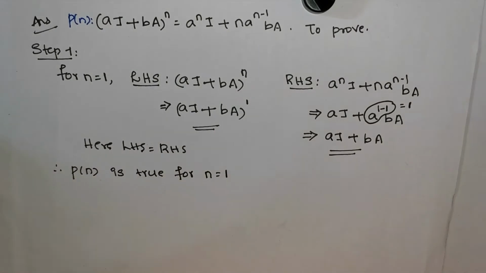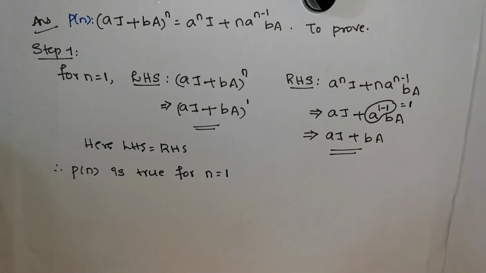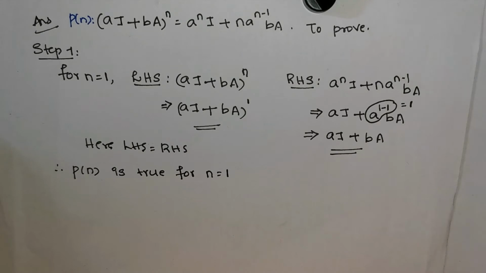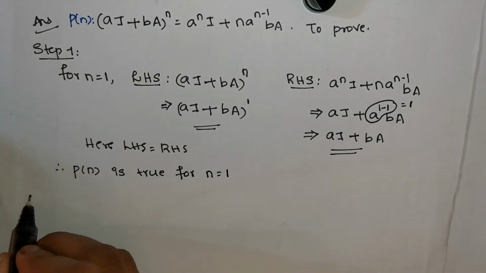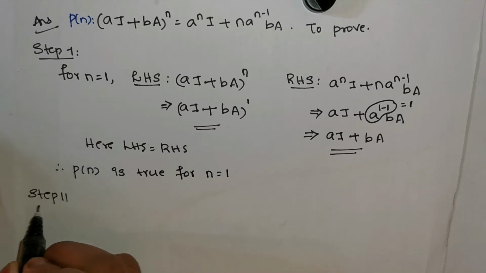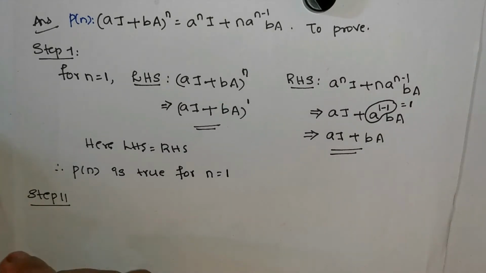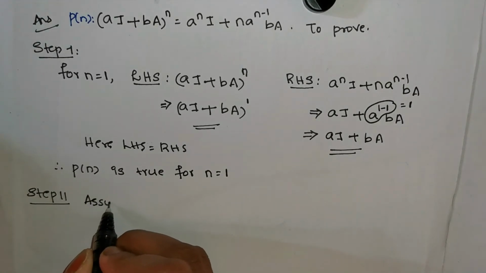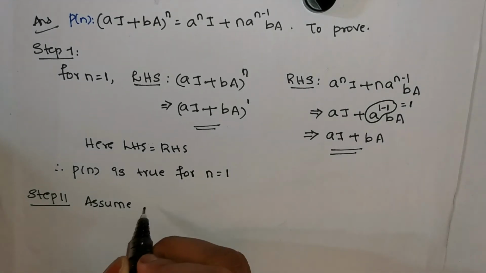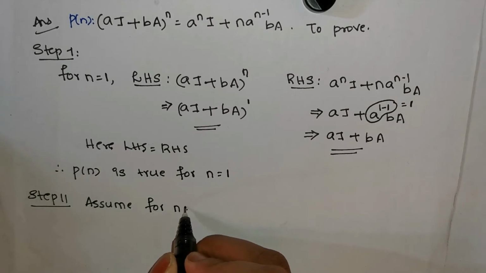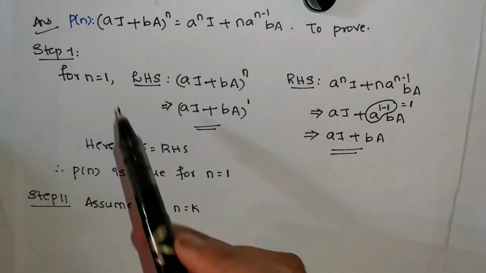Okay, so students, the next step is we are assuming that this particular statement is true for n is equal to k. We are just taking a random n is equal to k, and we are assuming that this particular statement is correct. So that is our step 2. Step 2: assume for n is equal to k. Here n was 1, here n is equal to k.